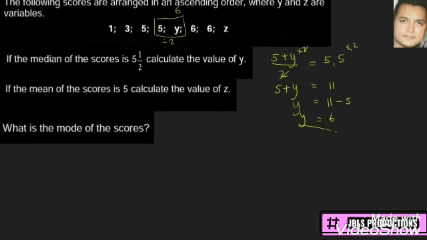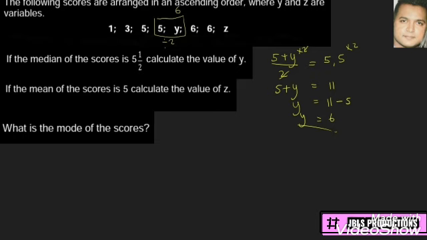Then we can double check this. We can say 5 plus 6 divided by 2 is 5.5. So we are correct. Second question states, if the mean of the scores is 5, calculate the value of Z. Now the mean is adding up all those numbers and dividing by the number of numbers, and that will give us our mean. So this is what we're going to write down.